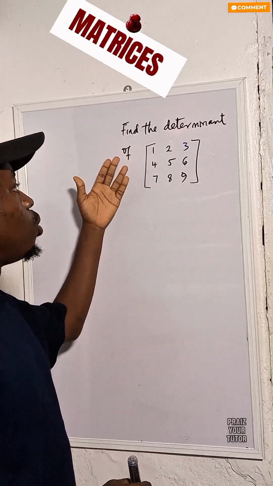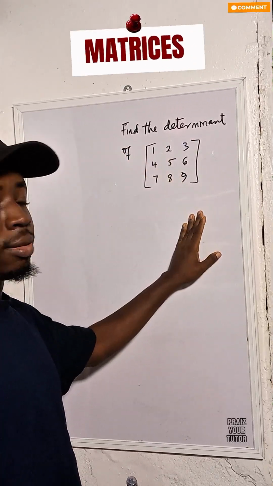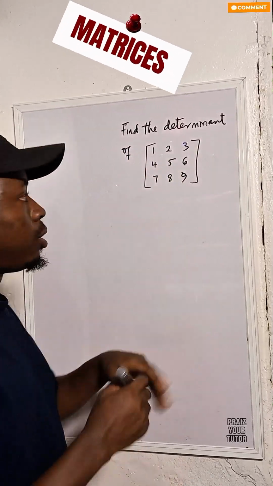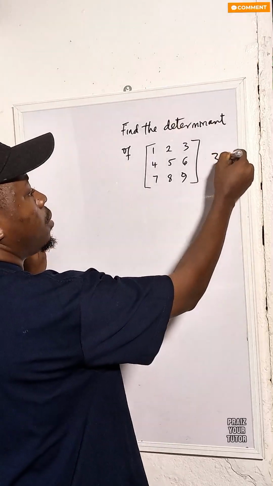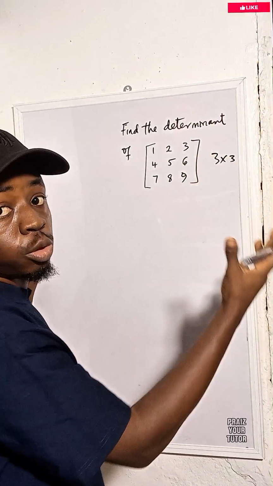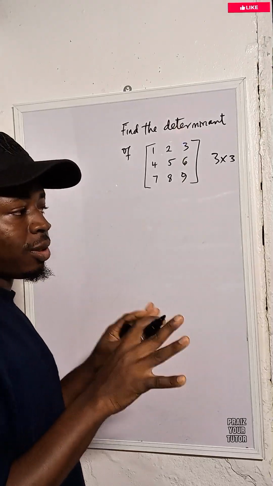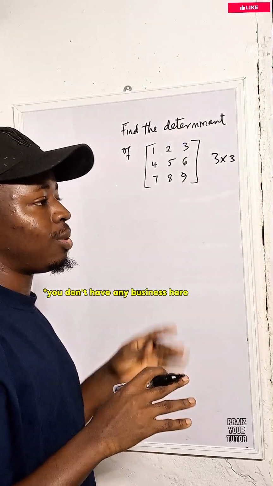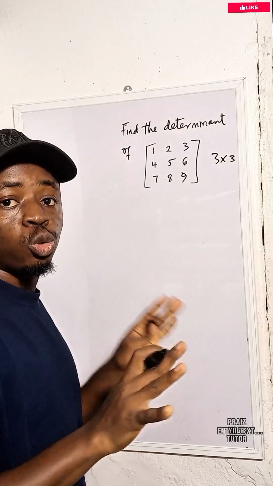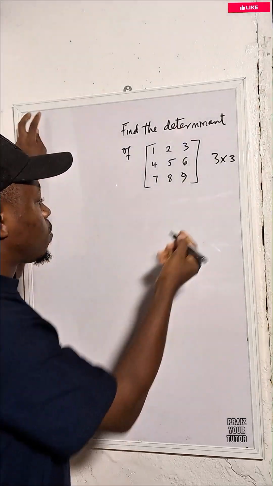Find the determinant of 1, 2, 3 to 9. This is a 3 by 3 matrix, 3 by 3 because we have 3 columns and 3 rows, right? Now there are signs on it. If you don't know 2 by 2, you don't have any issue here. Let's run through a little 2 by 2.